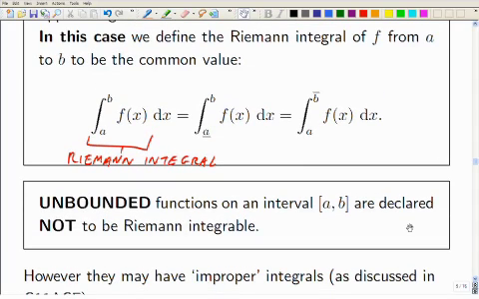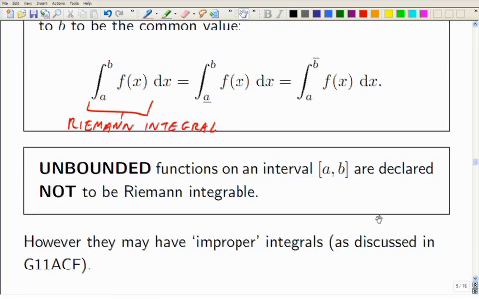But you can't integrate unbounded functions this way because some of those overestimates or underestimates would go infinite, and then we're in trouble. So we don't even try to estimate unbounded functions using the Riemann integral, but you can use what's called improper integrals, and you had a bit of that last year. So you can find out more about improper integrals. We won't talk about improper integrals in this chapter.